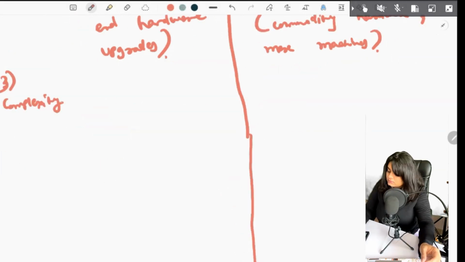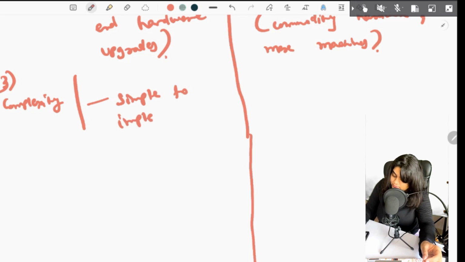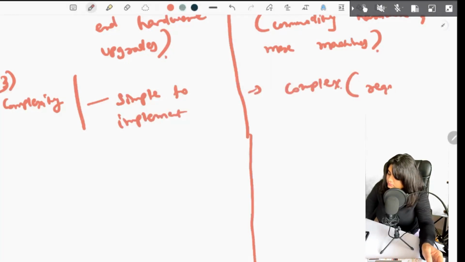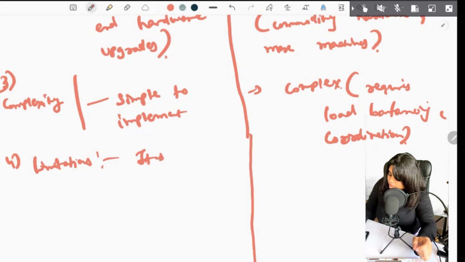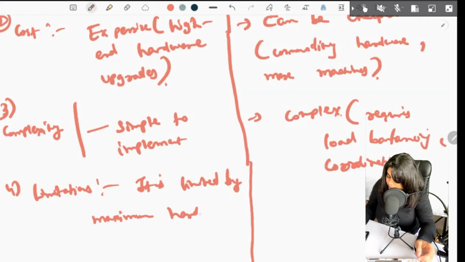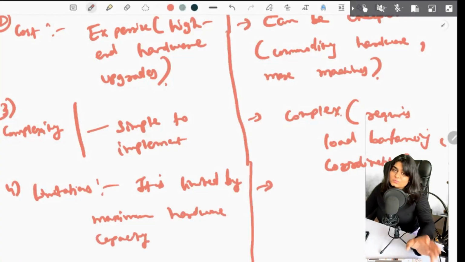Third is complexity. Vertical is simple to implement. Horizontal is a little bit complex because it requires load balancing and coordination. The fourth point is limitations. Vertical is limited by maximum hardware capacity. And horizontal is virtually unlimited. It scales by adding more servers.